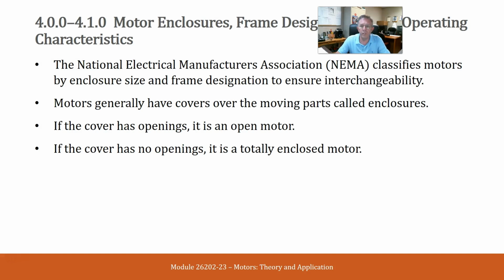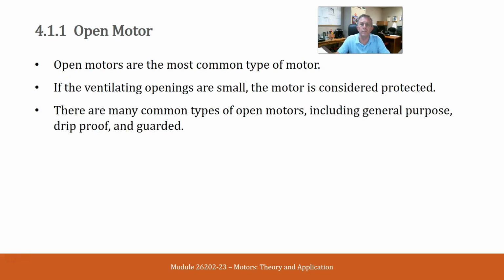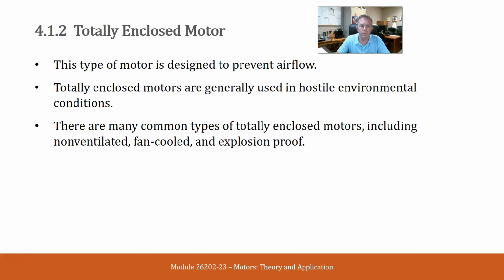Motors generally have covers over the moving parts called enclosures. If the cover has openings, it is called an open motor. If it has no openings, it is called a totally enclosed motor. Open motors are the most common type of motor. If the ventilating openings are small, the motor is considered protected. There are many common types of open motors, including general purpose, drip-proof, and guarded.